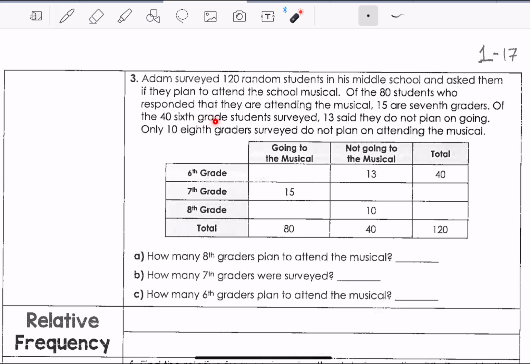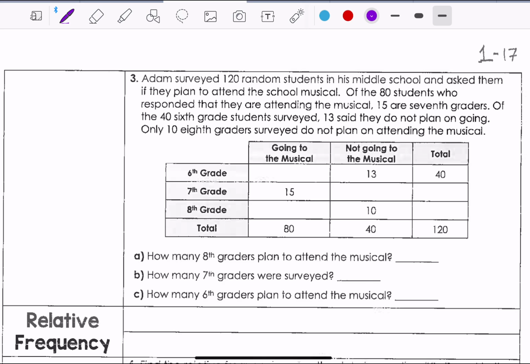Of the 40 6th grade students surveyed, so there's 40 6th grade students, 13 said they do not plan on going, so 13 are not going. And then only 10 8th graders surveyed do not plan on attending the musical. So if you look at not going to the musical, there's 10 8th graders. So now our job is to fill in the rest of these spots. So if I look at the first row, I have 40 are 6th graders, 13 are not going, so how many are going?